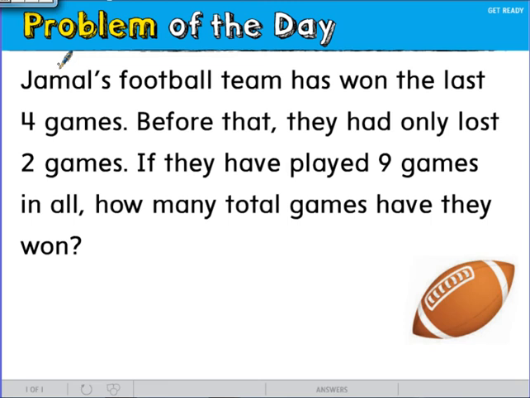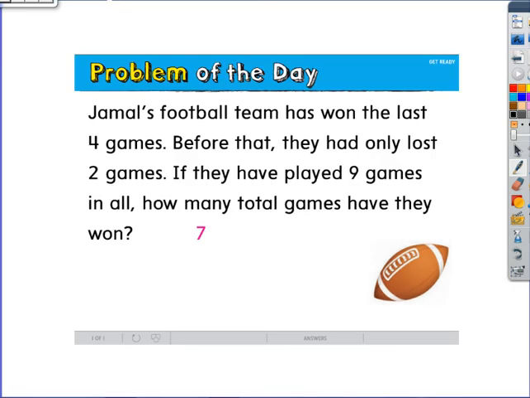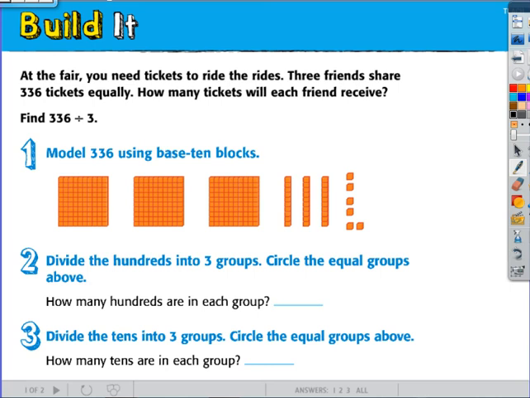Alright, so here we go. So we know that Jamal's football team played 9 games. And we know that they lost 2 of them. Okay? The fact that they had a win streak of 4 in a row does not matter. We just have to go 9 minus 2. And we find out that they had 7 wins. Okay?